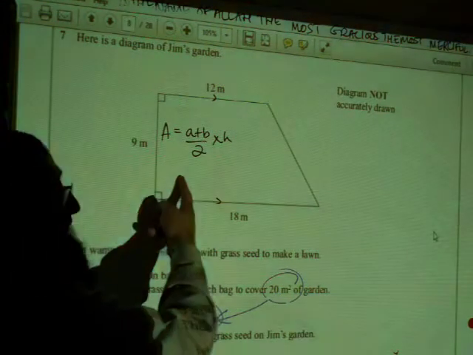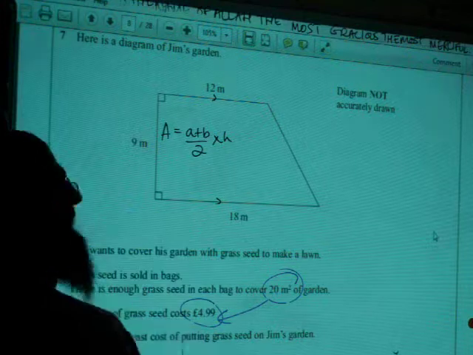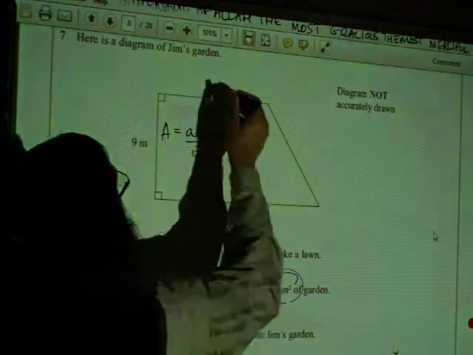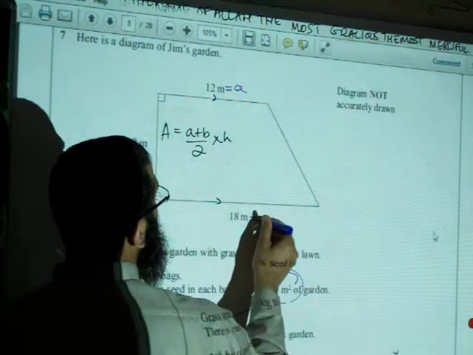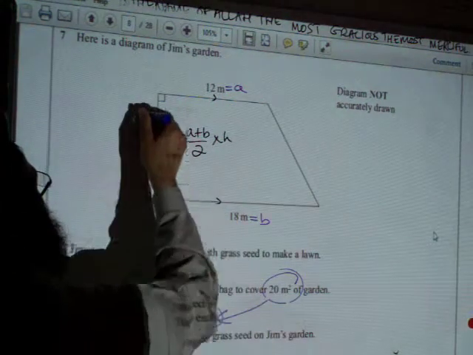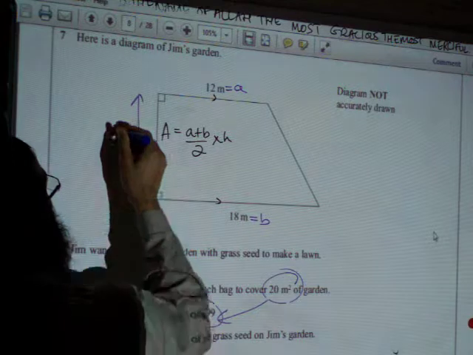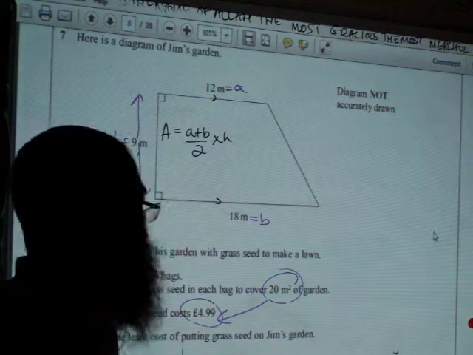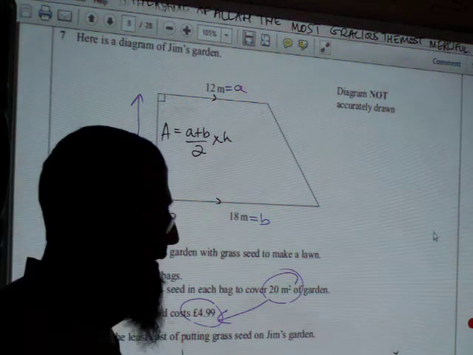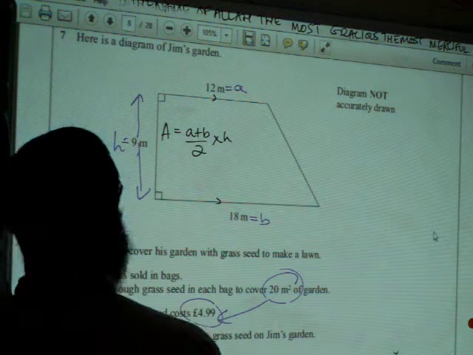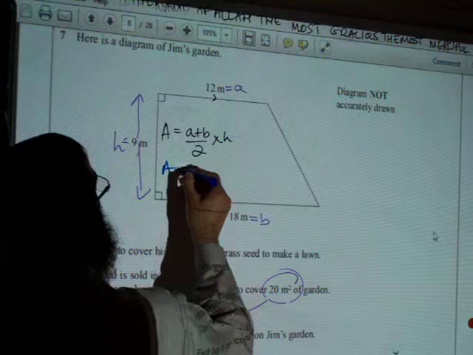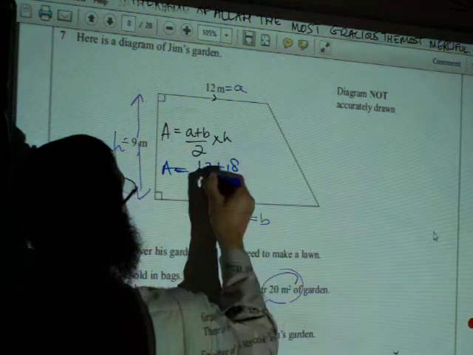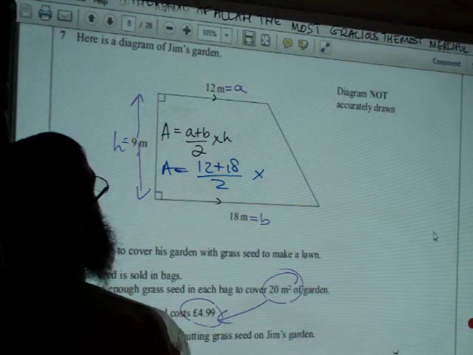His garden is a trapezium shape, and this is the formula for working out the area of a trapezium. A and B are the parallel sides, and H is the height, the perpendicular height. Let's put these things in the formula. Let's do the blue. So we said area is equal to A, which is 12, and we're going to add the 18. And then we're going to divide it by 2, and then times it by the height.